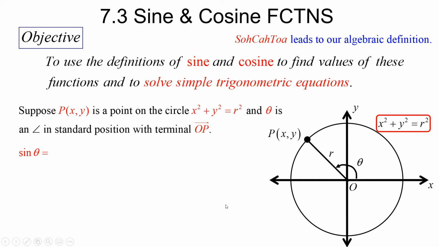And SOHCAHTOA leads to that because you could picture now, see this second quadrant right triangle right here? Picture this acute angle right here, and sine is opposite over hypotenuse. Well, what's this opposite length right there? That's y. And what's the hypotenuse of this right triangle? r. That's the algebraic definition of sine. Sine of theta is y over r. And guess what? Cosine of theta is, now SOHCAHTOA, adjacent over hypotenuse, that would be x over r. There's your algebraic definitions right there.